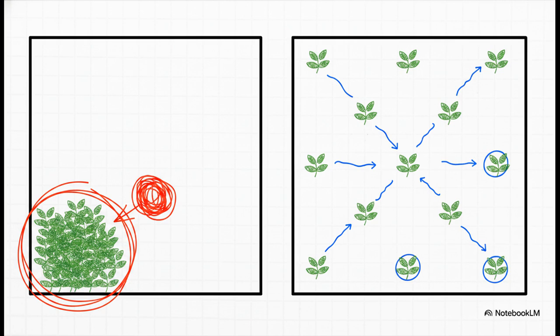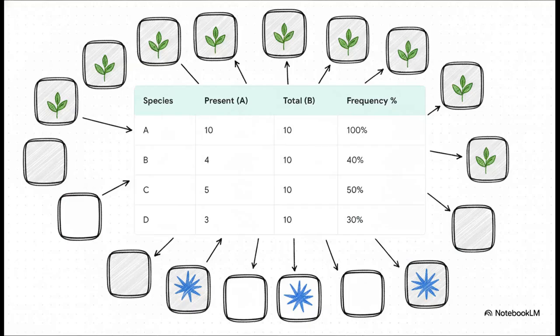We figure this out just by noting whether it's present or absent in random, widely distributed sample areas. Notice how species A appeared in every single one of the 10 quadrats we sampled? That gives it a 100% frequency. It is literally everywhere. But look at species C. It was only present in half the quadrats, so it gets a 50% frequency. This paints a totally different ecological picture than raw density does.